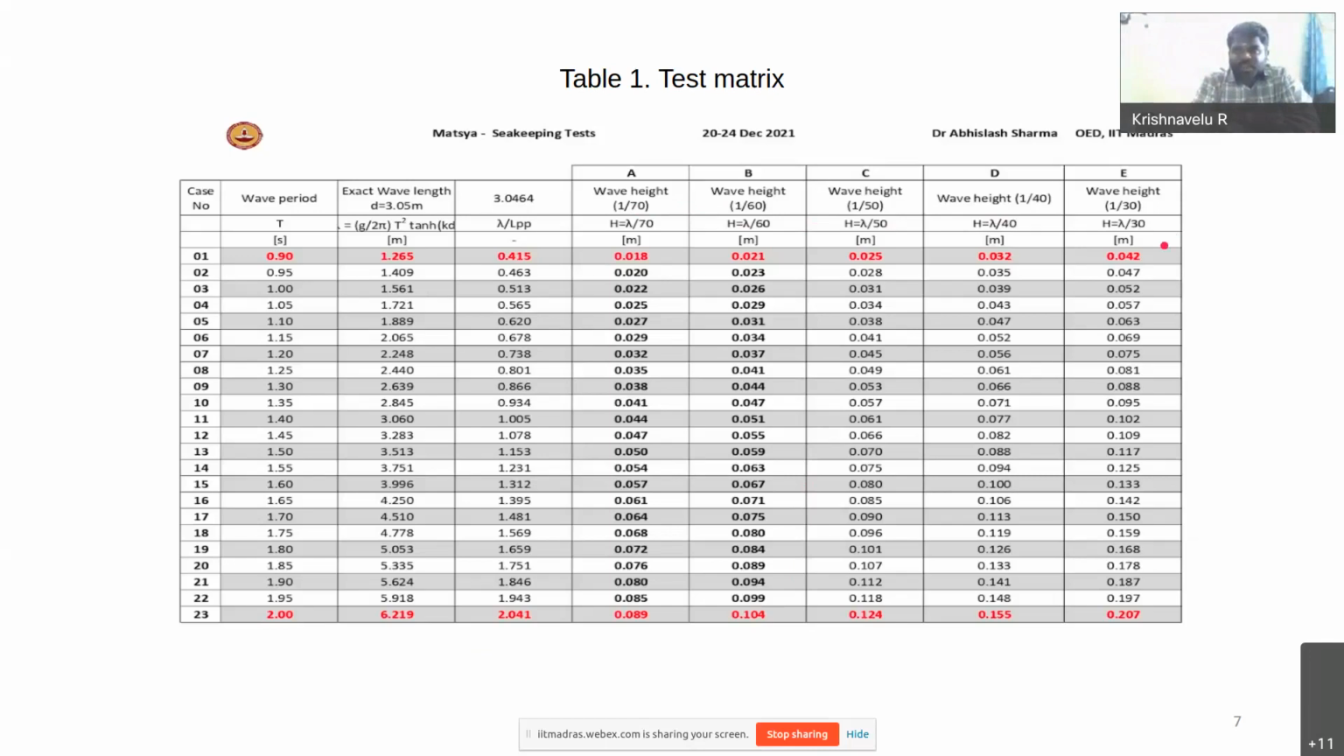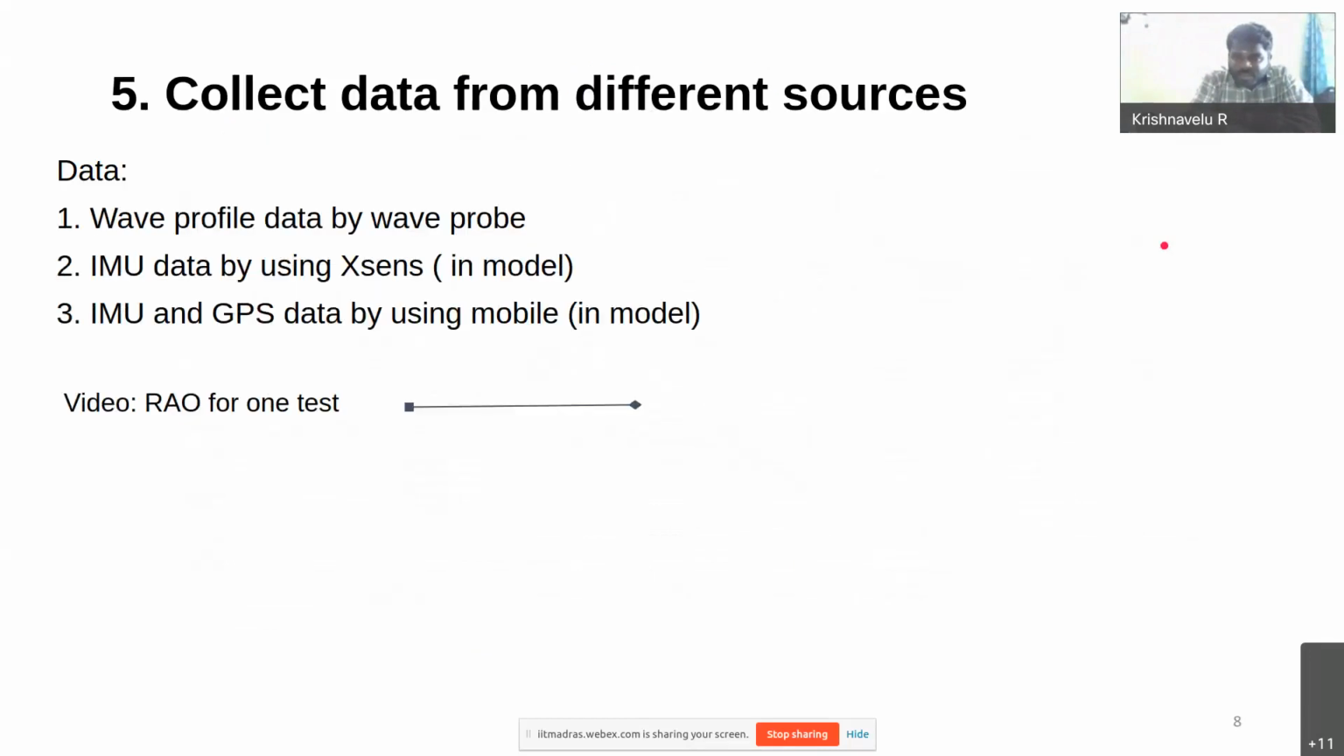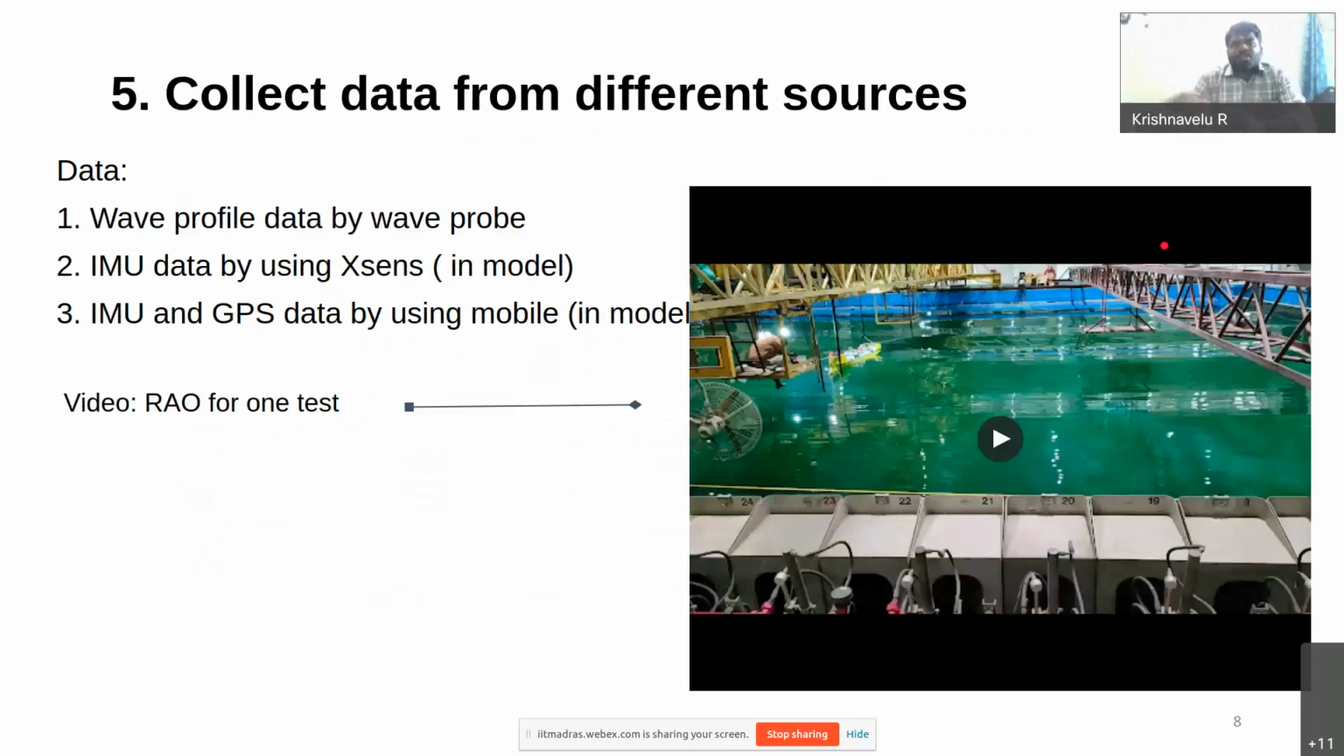Next, I hand over to the developer. Now we are conducting a test in our wave basin. Can you play the video?